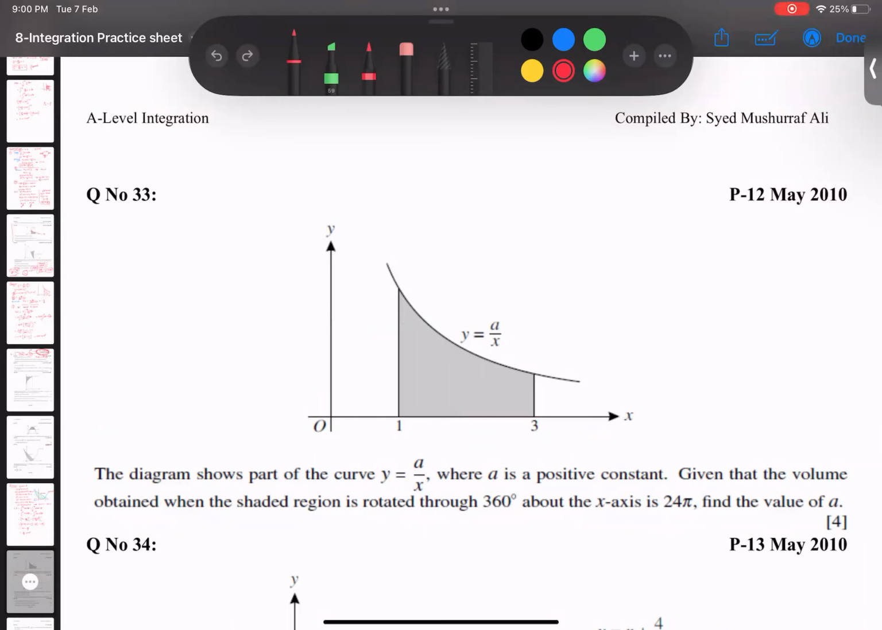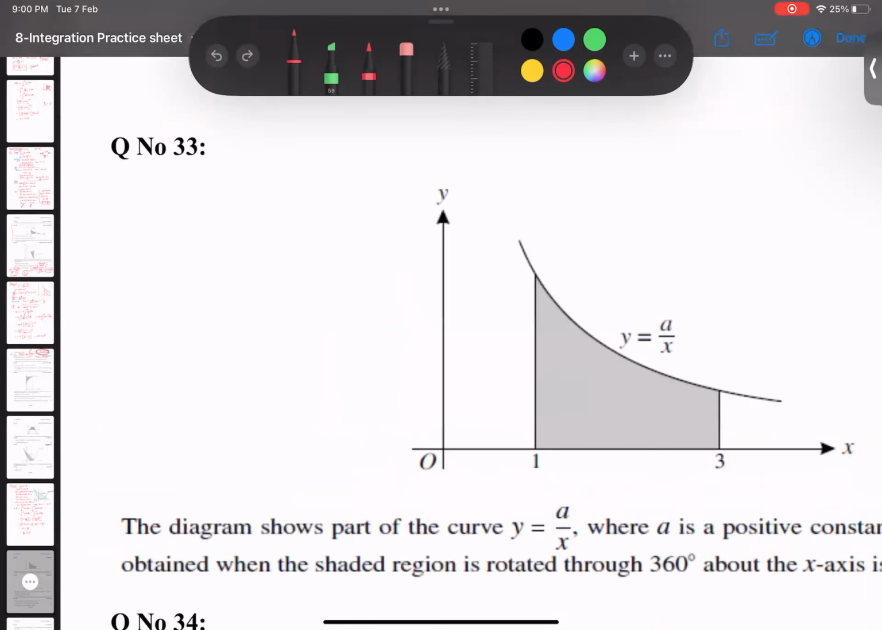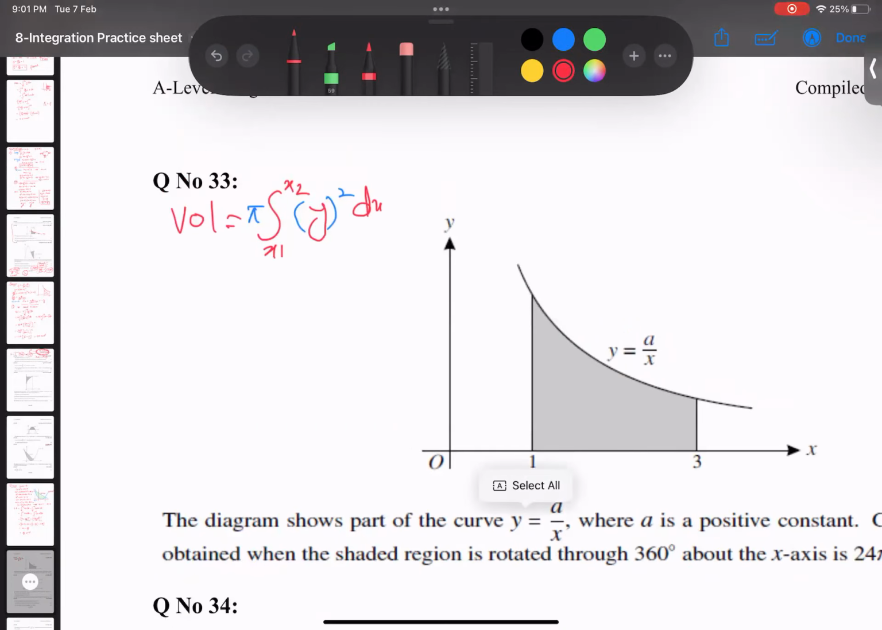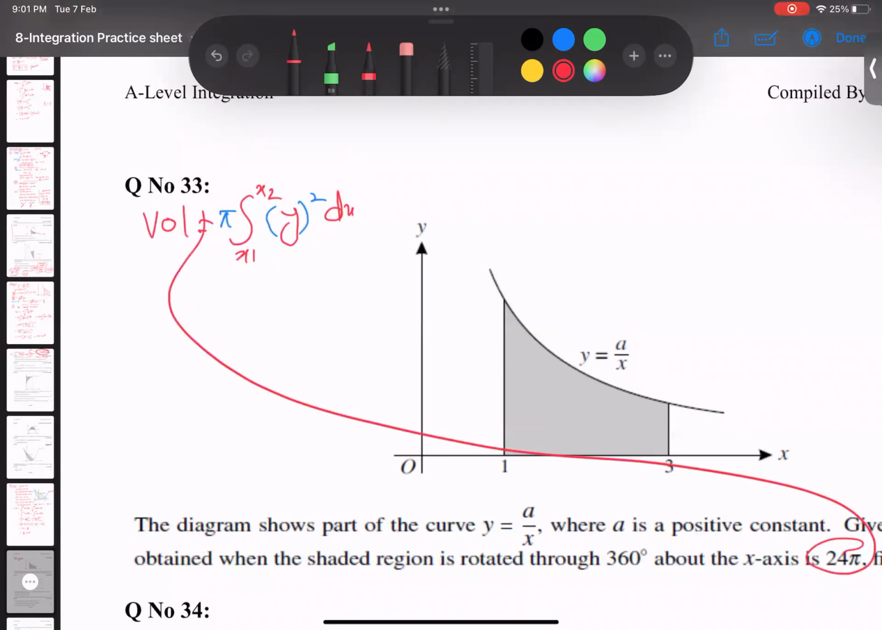So what is the basic formula of the volume? Let's start. The volume formula, basically about the x-axis, is the integral from x1 down to x2 up of y dx. But this is the formula of area. So if I put an extra pi outside and square y, this will convert area into volume. Now the volume given by him is 24 pi. This 24 pi is coming here.